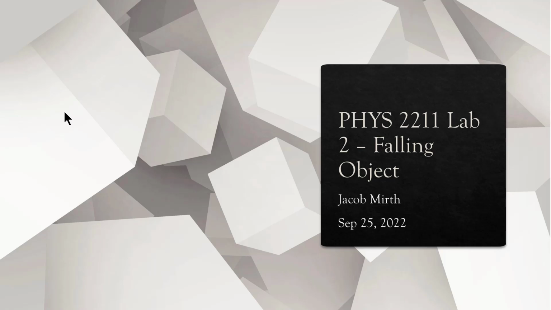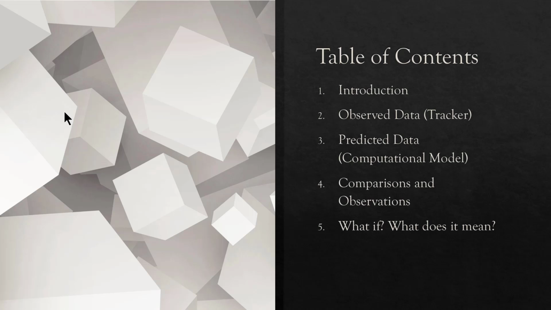Hi, my name is Jacob Mirth, and this is my video report for Intro Physics 1, Lab 2, the motion of a falling object. First, we're going to go through an introduction of the lab.